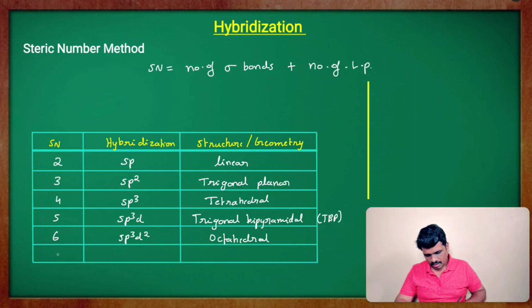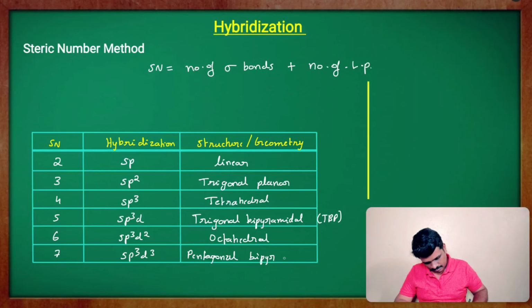If the steric number is 7, then the hybridization is sp3d3. In this case, the geometry will be pentagonal bipyramidal, which is also represented as PBP in short.